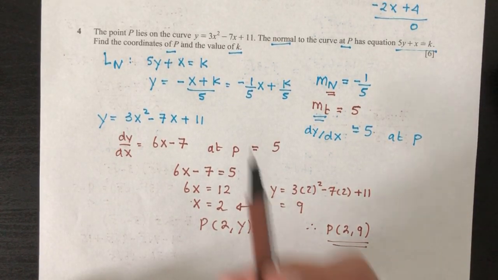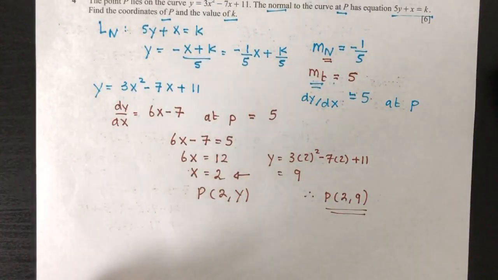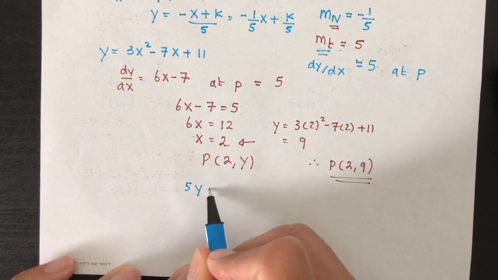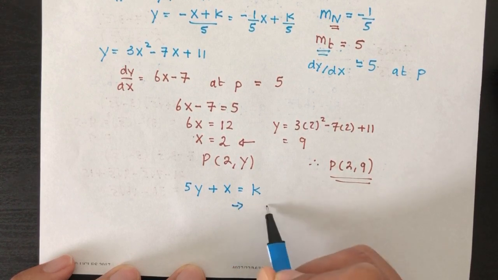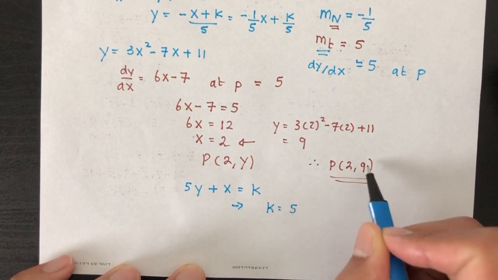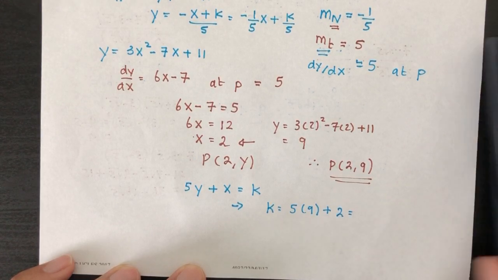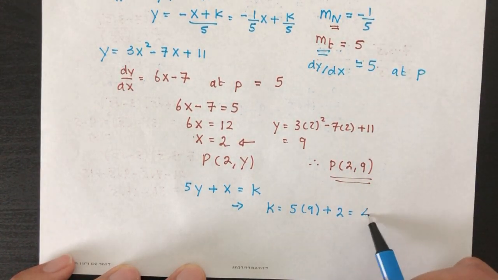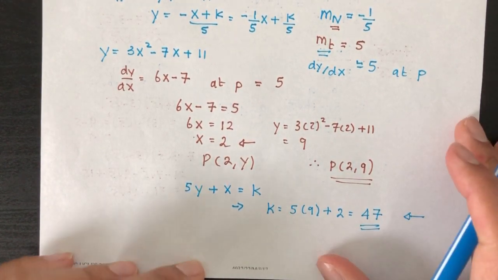Now we have to find the value of k by using this equation. The equation we have is 5y plus x equals k. So k is equal to 5 times y, which is 9, plus x, which is 2. That will be 5 times 9 plus 2, which is 47. So the value of k will be 47, and that is question number 4.